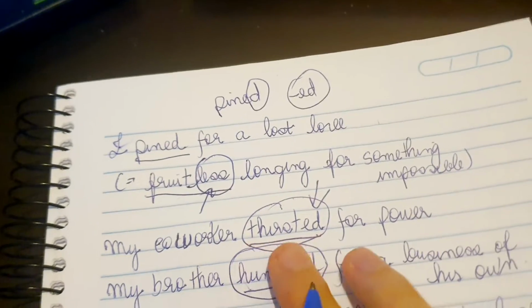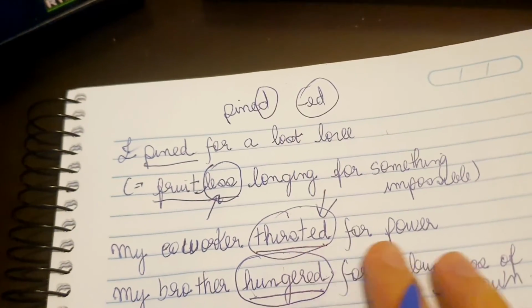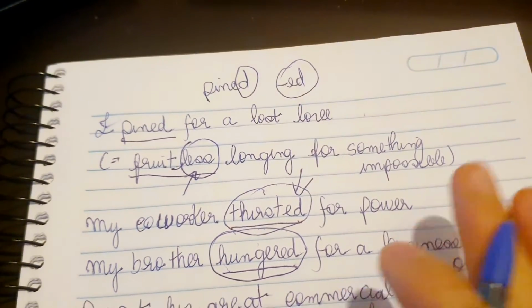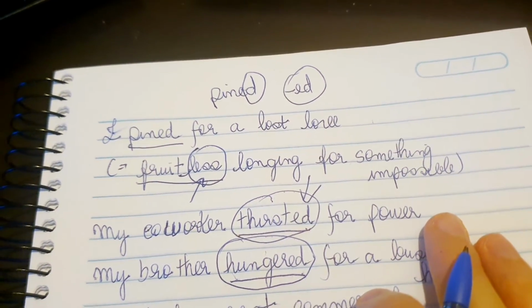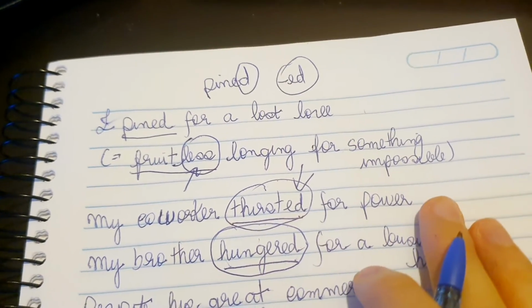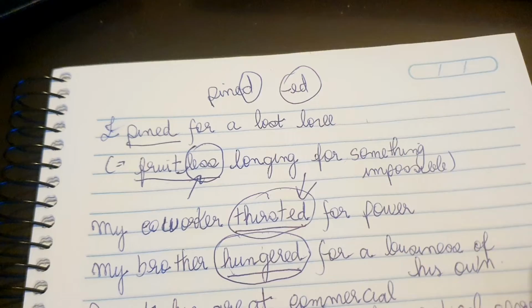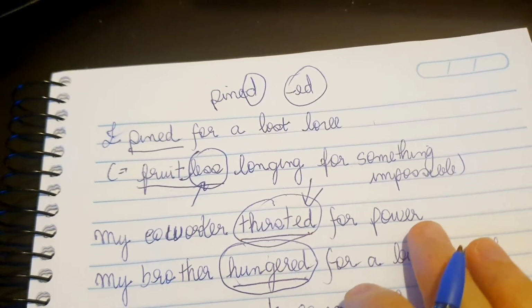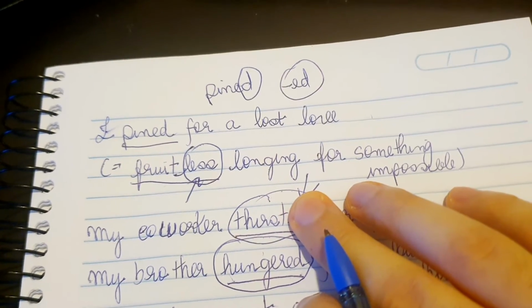My co-worker is thirsty for power. He wants power so much. He wants to be a powerful employee. He wants to be the boss. He wants to have influence towards other people. So he thirsted for power. So to thirst here is a verb, okay?